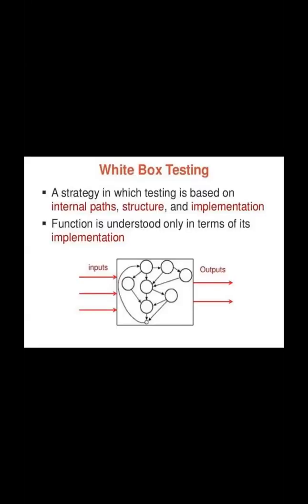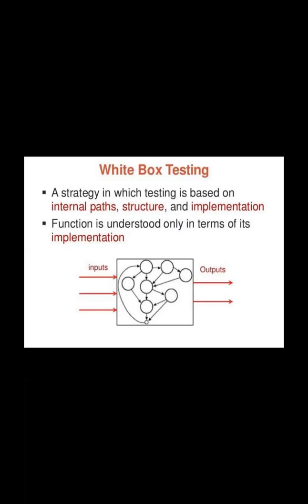So we have two major types of software testing. One is called black box testing, another is called white box testing. What does white box testing mean? It is a strategy in which testing is based on internal path, structure, and implementation. If you know the program, the logic, the algorithm, and if the project is written in Java and you know Java very well, then only you are able to test. That is called white box testing.